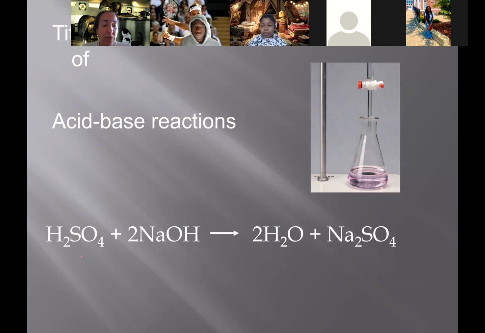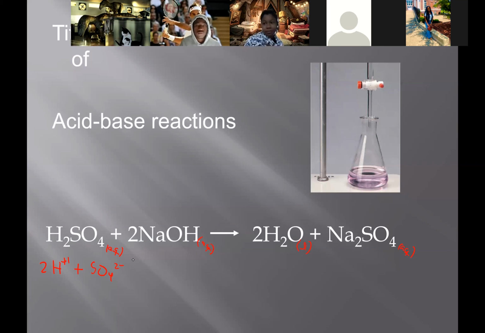So if I broke the first one, first of all, let me do this so this is easier for you. This is L, which we've never used before. What does L stand for? Liquid. That's right. So break this up for me. There's 2H plus 1. And there's 1 SO4 minus 2. And then there's 2 sodiums with a plus 1 charge. And then there's 2 hydroxides with a negative 1 charge.